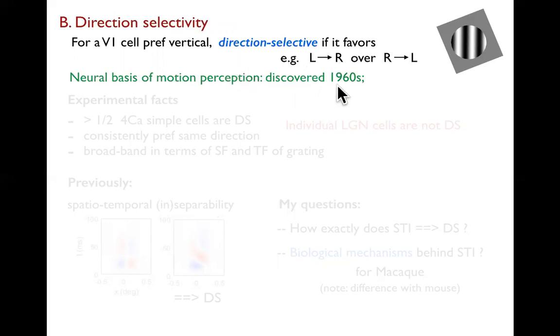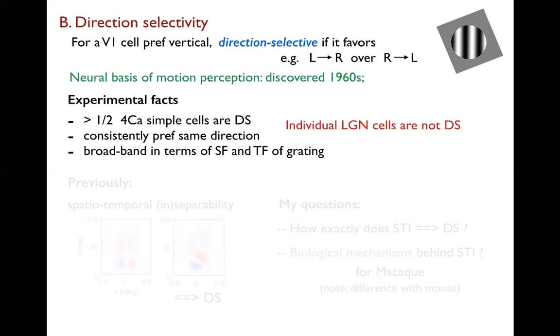It's something discovered in the 1960s, and various explanations have been proposed, and I'll review some of that, but as far as we know, no satisfactory explanation has been proposed for monkey. But first, some experimental facts. Experimentally, it is found that more than half of the simple cells in the input layer 4C alpha are direction selective, very direction selective, a bit more than half.